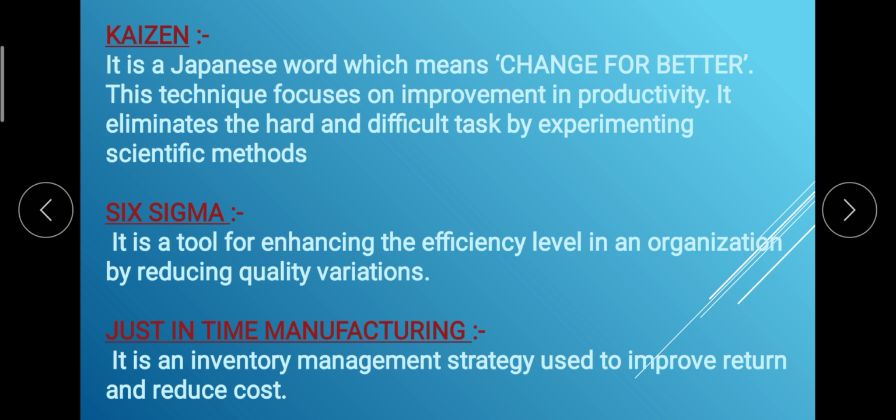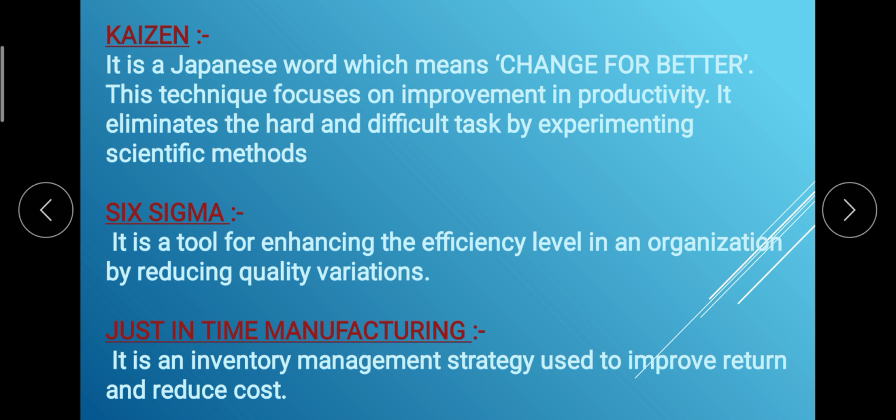Next is Kaizen. Kaizen is a Japanese word which means change for better. That means you have to bring change for the betterment. So this technique focuses on improvement in productivity. It eliminates the hard and difficult task by experimenting with scientific methods that we have studied now. We should follow one best method of doing the job. So by doing various experiments, or by following only scientific methods, we eliminate hard or difficult tasks from the work.